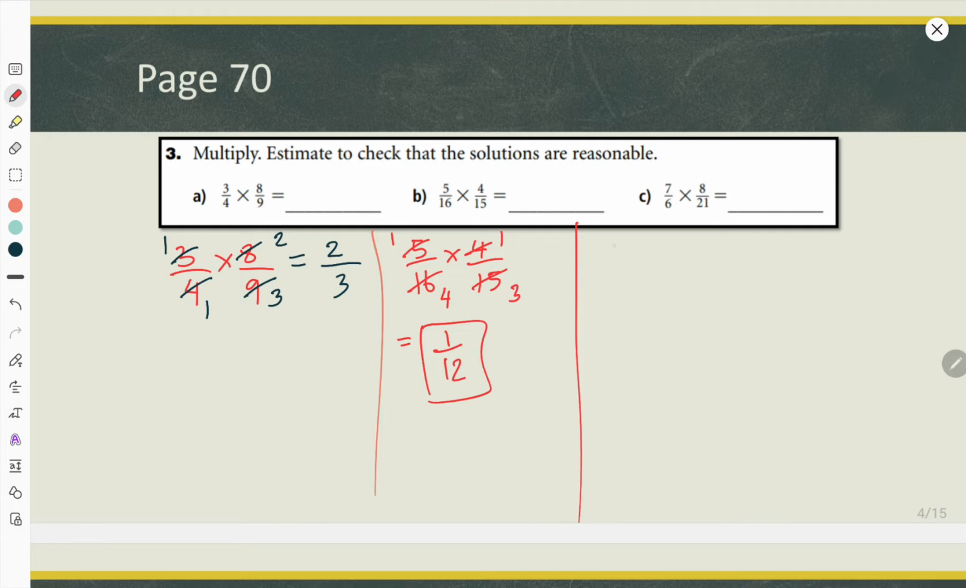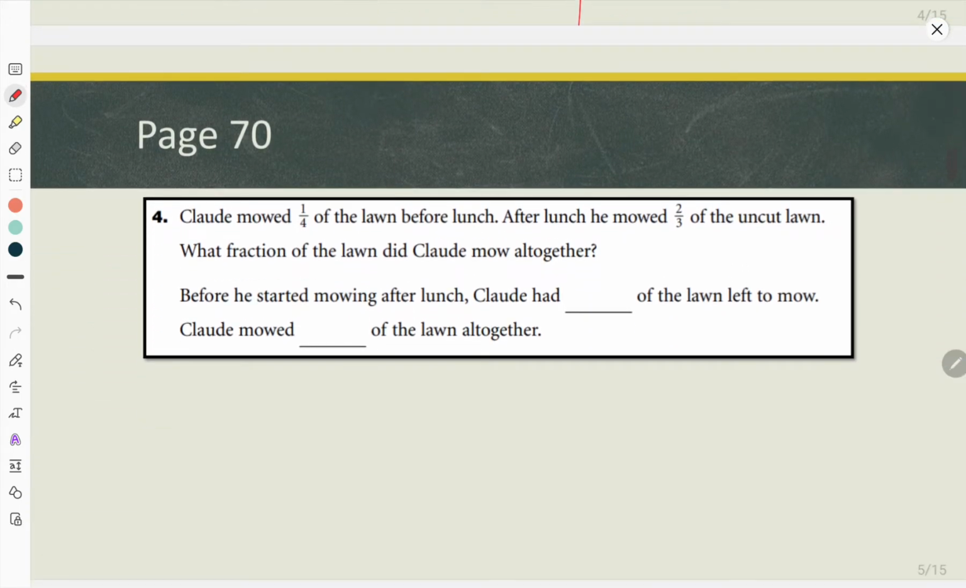Next one, we got 7/6 times 8/21. Okay, let's simplify. This will change to 4, this will change to 3, 7 will change to 1, and 21 will change to 3, right, guys? Which is equal to 1 times 4 is 4 over 3 times 3 is 9. So our answer is 4 over 9. All right, guys, let's go to the next question.